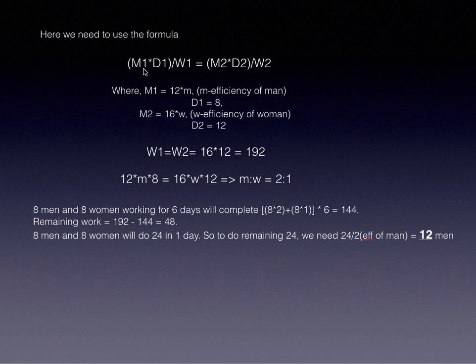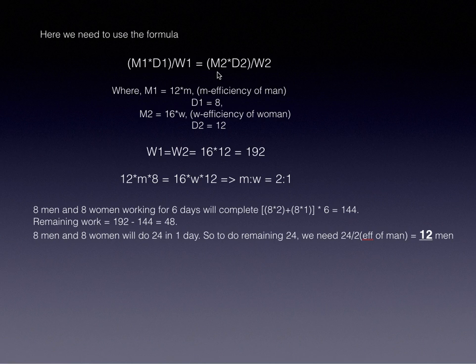See, we have an equation M1 D1 by W1 is equal to M2 D2 by W2. That is, M1 is the total efficiency of men and D1 is the total number of days taken by the number of men to complete the work W1.